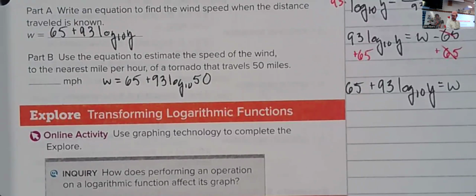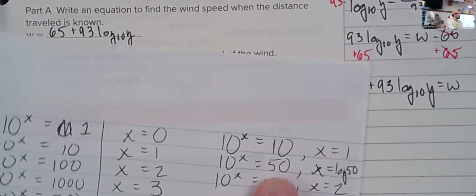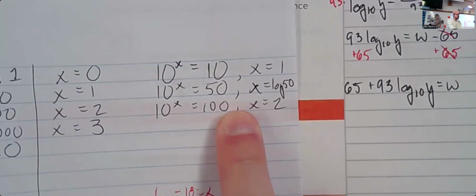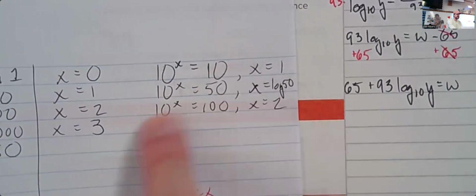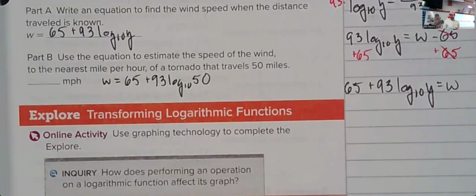That's interesting because on Friday, we actually figured out what log base 10 of 50 was. Right here. Remember when I was asking if we know that 10 to the first power is 10 and 10 squared is 100, 10 to what power is equal to 50? And it was like 1 point something. So let's find out.